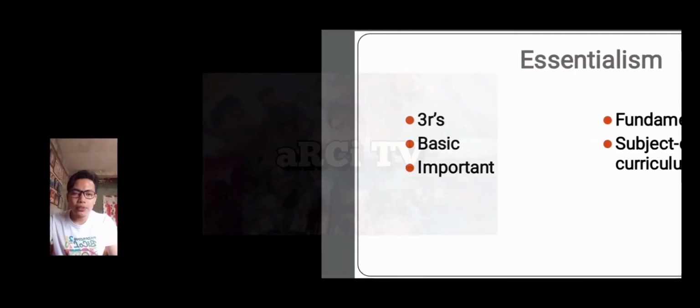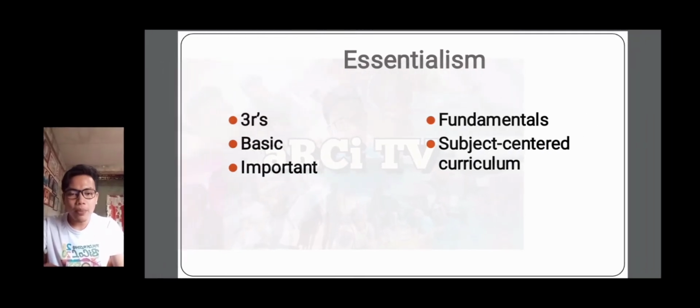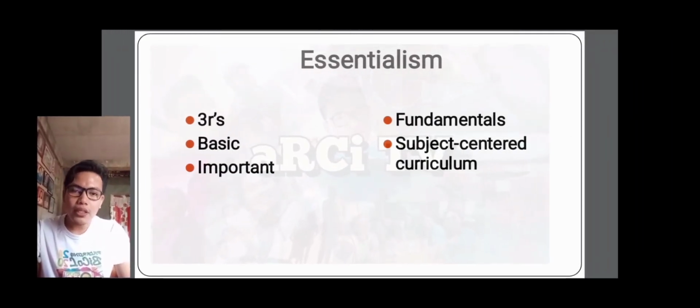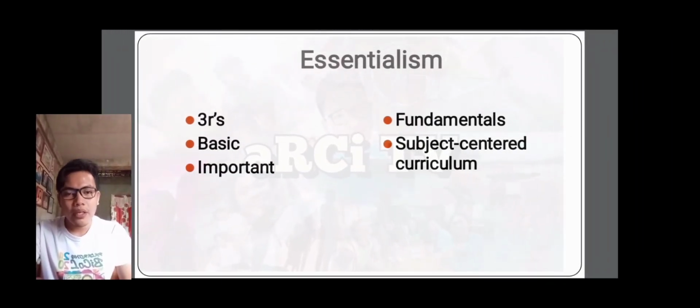Now, the first philosophy of education that I have put here is essentialism. Ano yung mga keywords natin for essentialism? So, we have here, syempre, 3 R's. Yung 3 R's po kasi is the basic, important, and also fundamentals, and subject-centered curriculum. So, yun po yung mga dapat nating tandaan about essentialism.